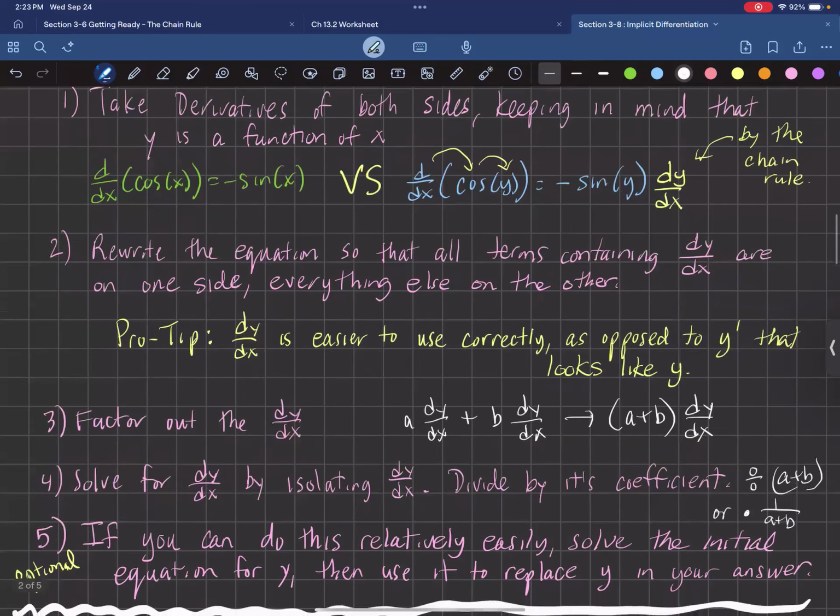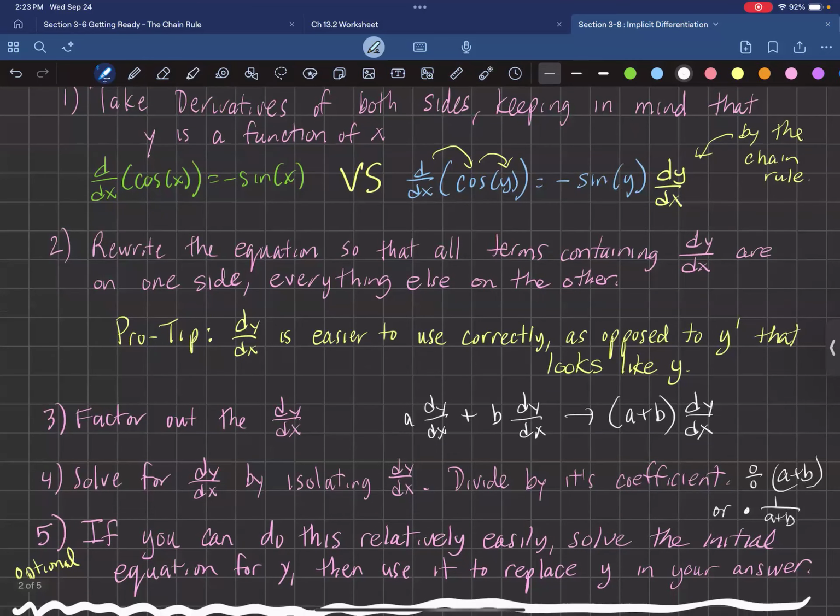Now finally, step 5 is an optional step. If you can solve for y in the initial equation easily, do so and then replace y in your solution. As you'll see in the next problem, that is not possible.